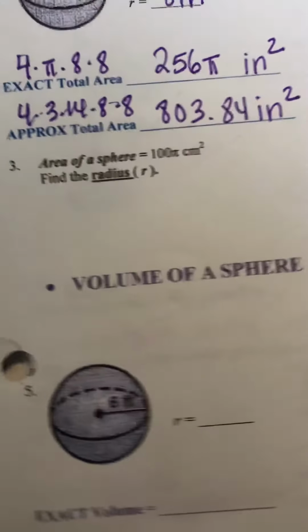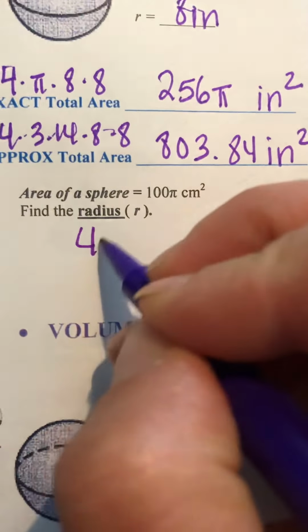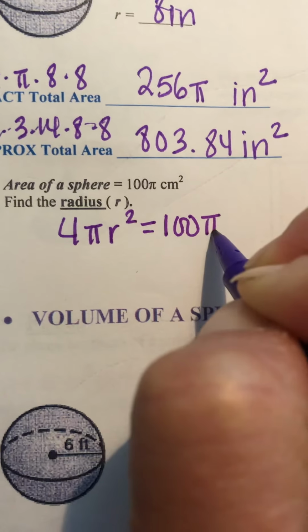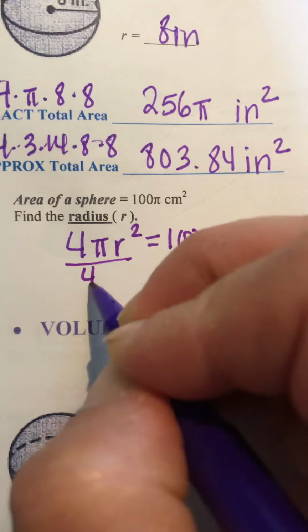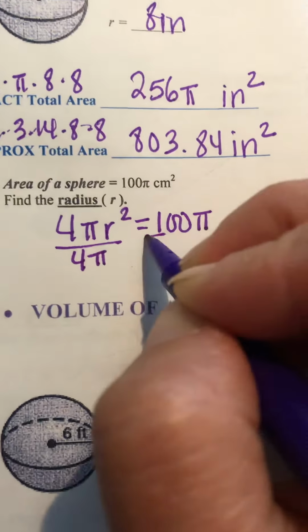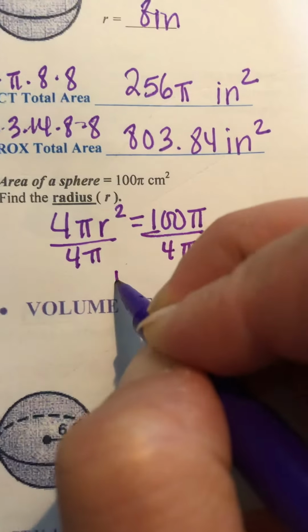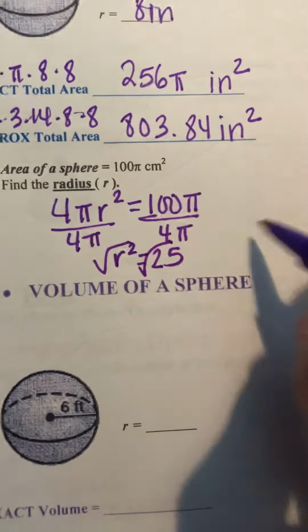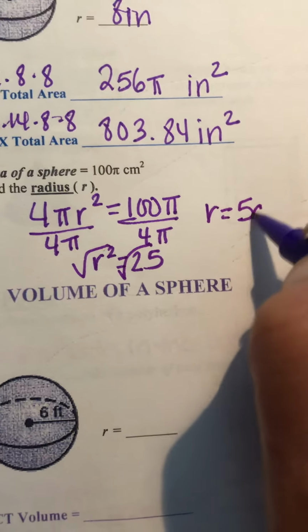If I go backwards, I'm going to do like we've always done, write out the formula: 4 pi r squared equals 100 pi. To find the radius, I'm going to divide both sides by 4 pi. R squared equals 25, take the square root, so the radius is 5 centimeters.